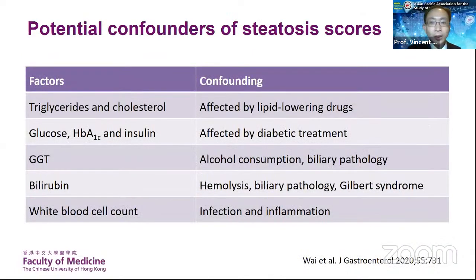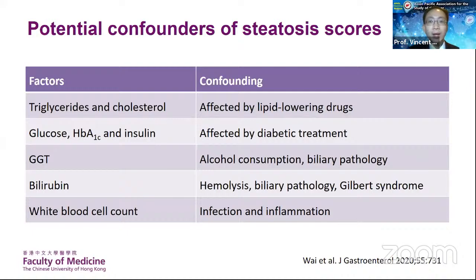In addition, we need to understand the caveats of the steatosis scores. The glycemic and lipid factors can be readily affected by treatment. For example, a score including cholesterol can decrease rapidly with statin treatment without any change in hepatic steatosis. Gamma GT is affected by alcohol consumption and biliary pathology. Bilirubin is affected by hemolysis, biliary pathology, and Gilbert syndrome, and white blood cell count can increase during infection or inflammation.